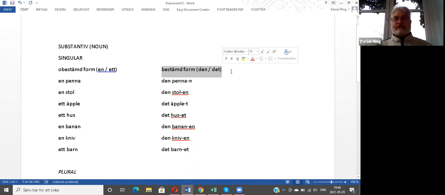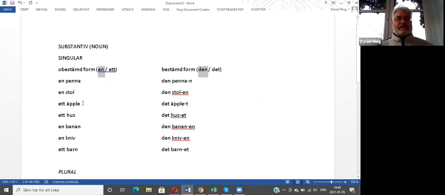Okay? And then once you made your mind up and want to talk about the object or the noun, the substantive in the decisive form, as in the English, that pen or that chair, then you need to go with either den or det. Of course, depending on den, if it's an N word, en penna, den pennan, en stol, den stolen.